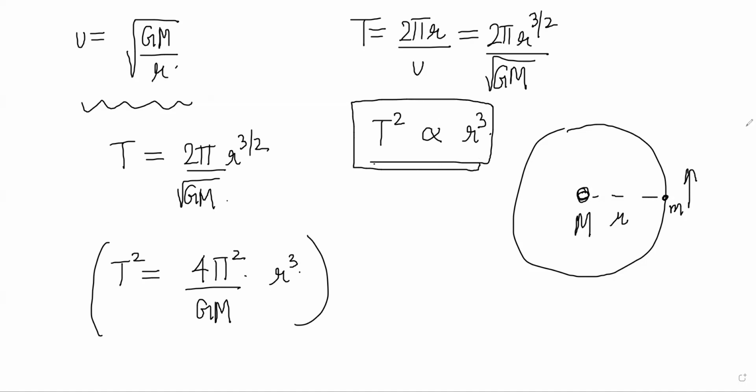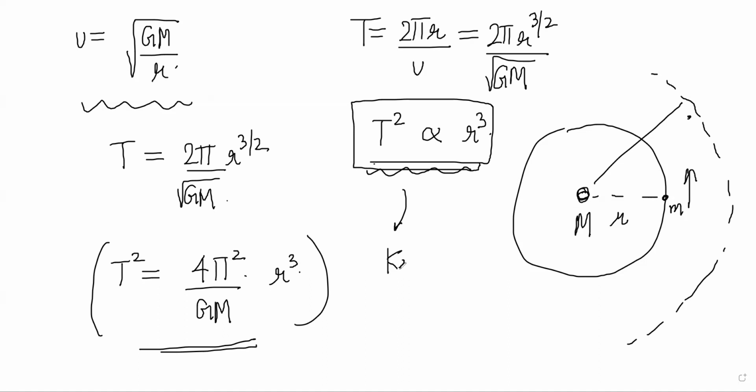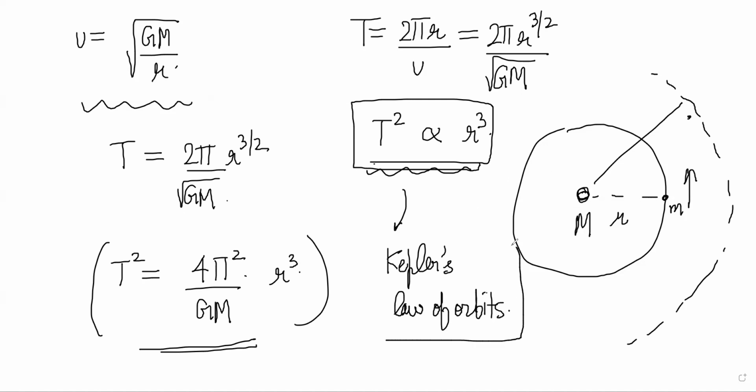So for different satellites which may be in different orbits, you can compare the time periods and the radii in this way because of this relation. So this is your Kepler's second law or third law, whichever one. Kepler's law of orbits. One of the laws is this: the time period squared is proportional to the radius cubed for any planet or satellite going around a central mass.